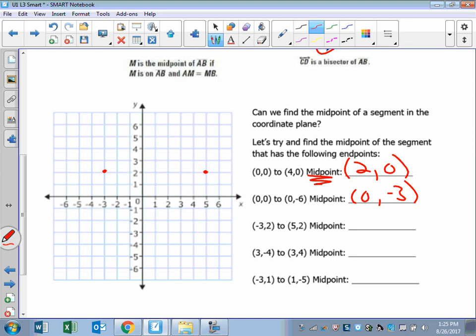So one way we can show that is we can go, okay, we're going 1 this way, 1 this way, 2, 2, 3, 3, 4, and 4. So at this point right here, it's 4 away from this endpoint, it's 4 away from this endpoint, right? That's the middle. So that point is 1, 2.